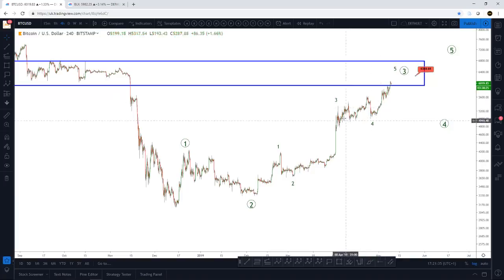So this is the count I would use. Now, how can we target where wave 5 would finish? Often you can look for a one-to-one relationship with wave 1 and wave 5. However, it looks like we've actually surpassed that already.